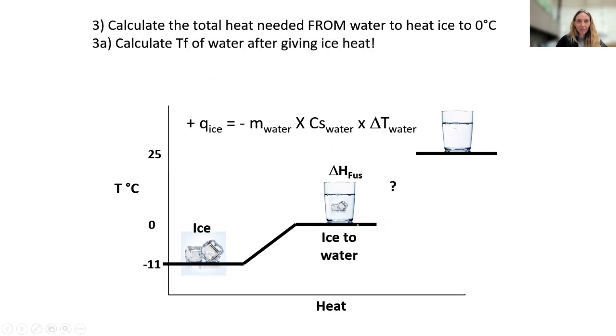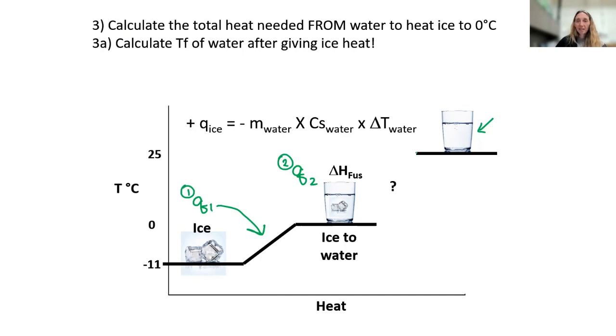Okay, so then step number 3. I kind of broke this off into 2 different sections. So calculate the total heat needed from water to heat the ice, right? So there was a specific amount of heat here in step 1, for that area right there. There's a specific heat needed here in step 2, right? And all of that heat from step 1 and step 2 needs to be pulled from the water, okay?